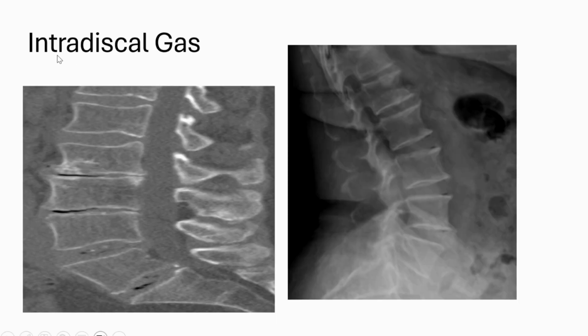Now the intradiscal gas. Intradiscal gas cannot be appreciated in MRI. So for this, CT or X-ray should be considered or correlated with MRI image. We can see in this lumbar spine X-ray lateral view, these dark spots are the air within the intervertebral disc. In this CT, we can see the degenerative changes of end plates, osteophyte, end plate sclerosis, and these thin linear dark areas are the air within the intervertebral disc. So these are the intradiscal gas.